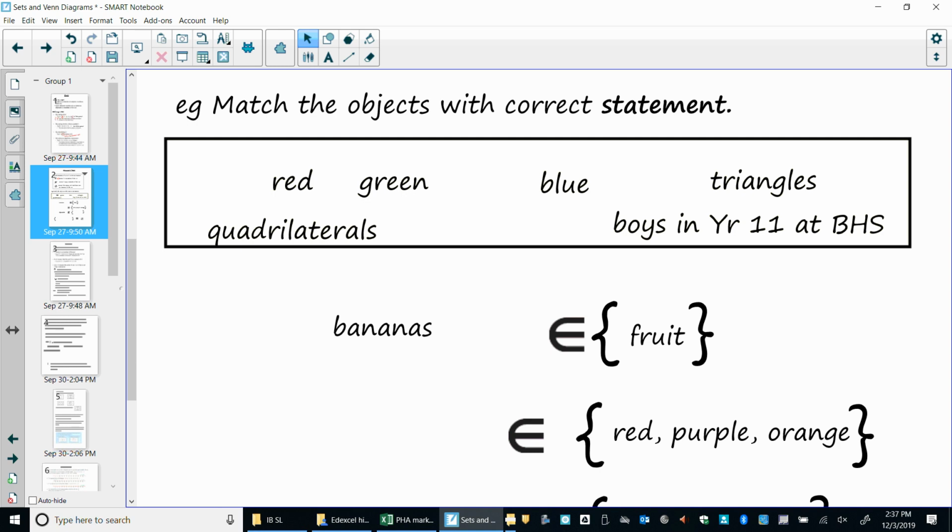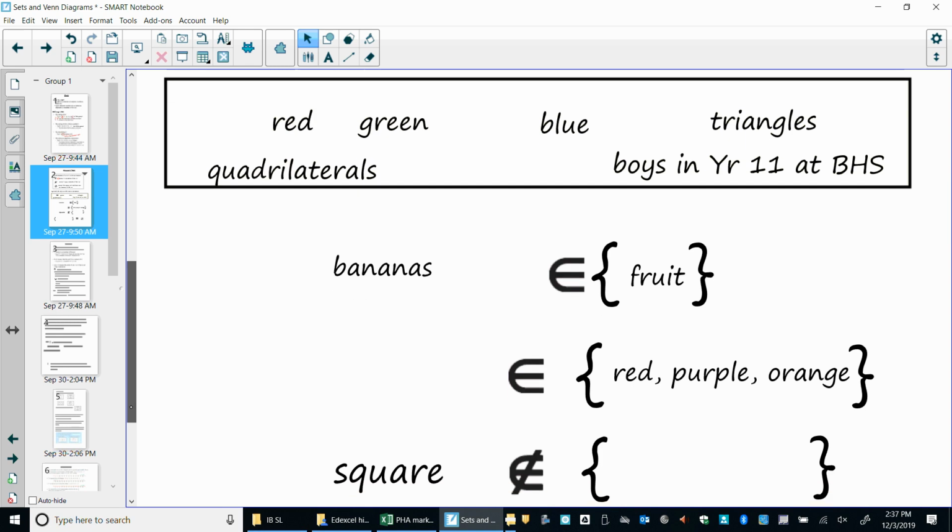Okay, so the next one, what would I write for the next example? Red. You want to write green, blue? No, it's not purple or orange. Remember, this one here said fruit. So you could choose anything that would be called a fruit. This one here is a finite group. It's only red or purple or orange. Whilst green and blue are also colours, this is the only thing that would go here.